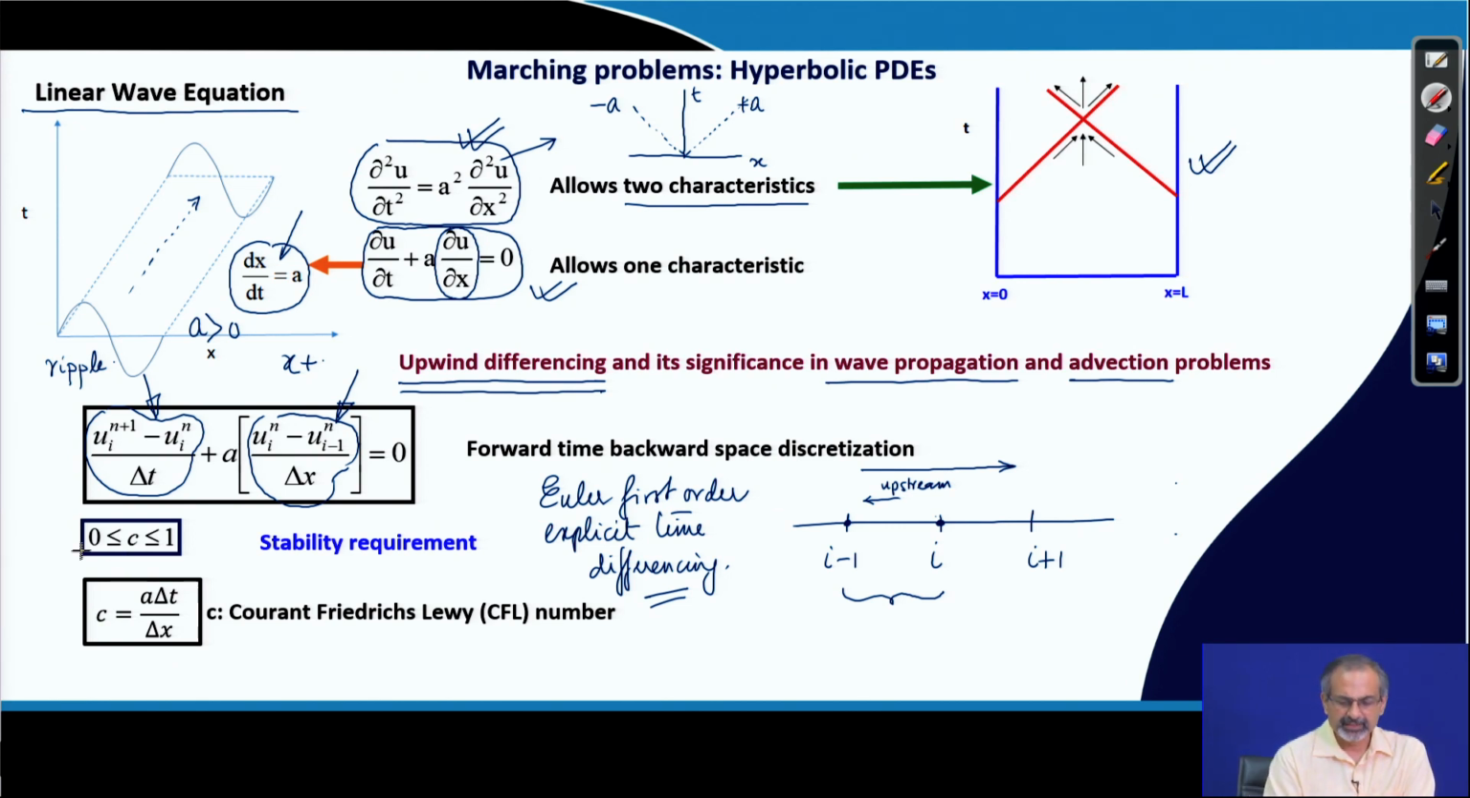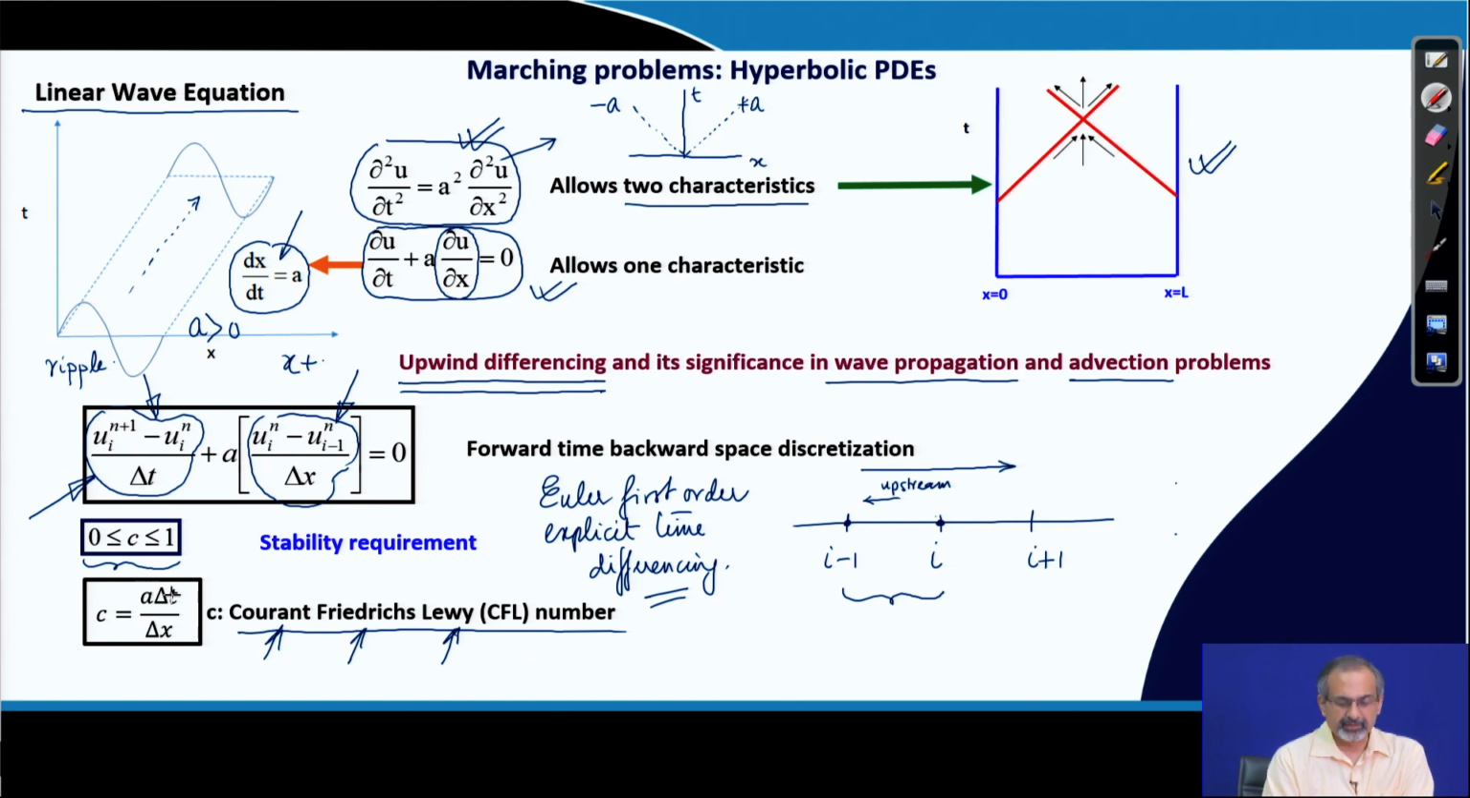There is a stability requirement which is associated with this form of discretization, which is given by this interval 0 less than equal to c less than equal to 1, where c is a very, very important number in CFD. It is called as CFL number, named after three very famous scientists, Courant, Fredericks and Lewis.